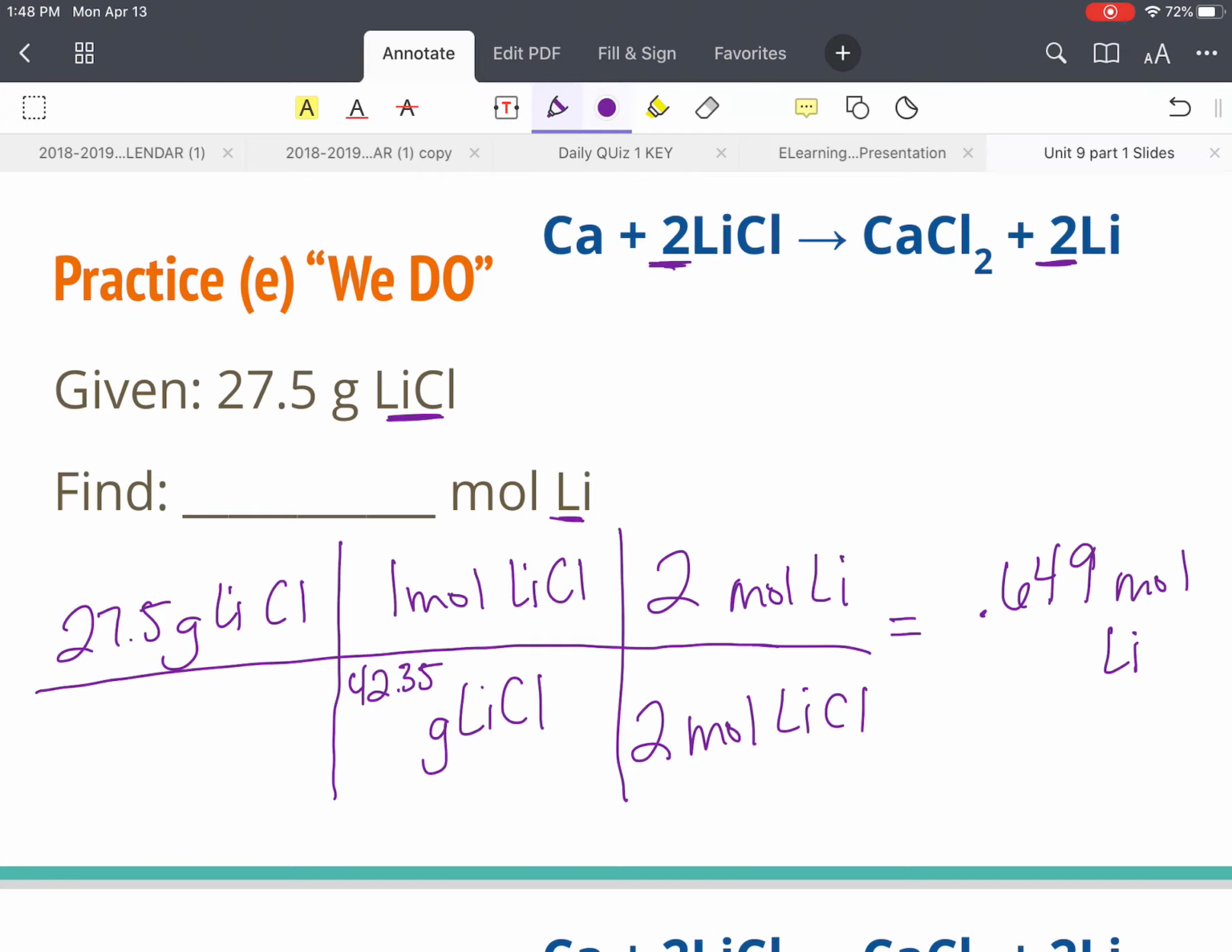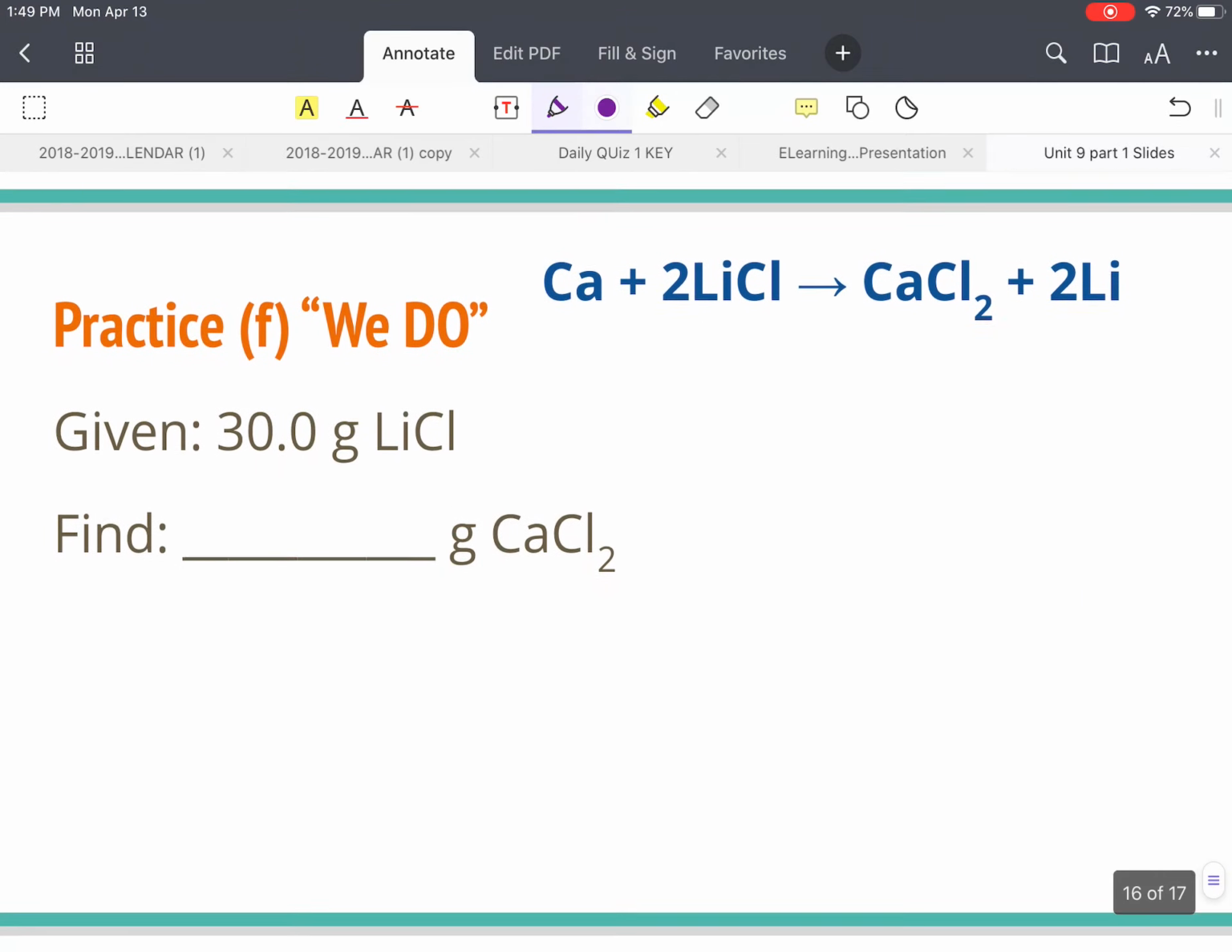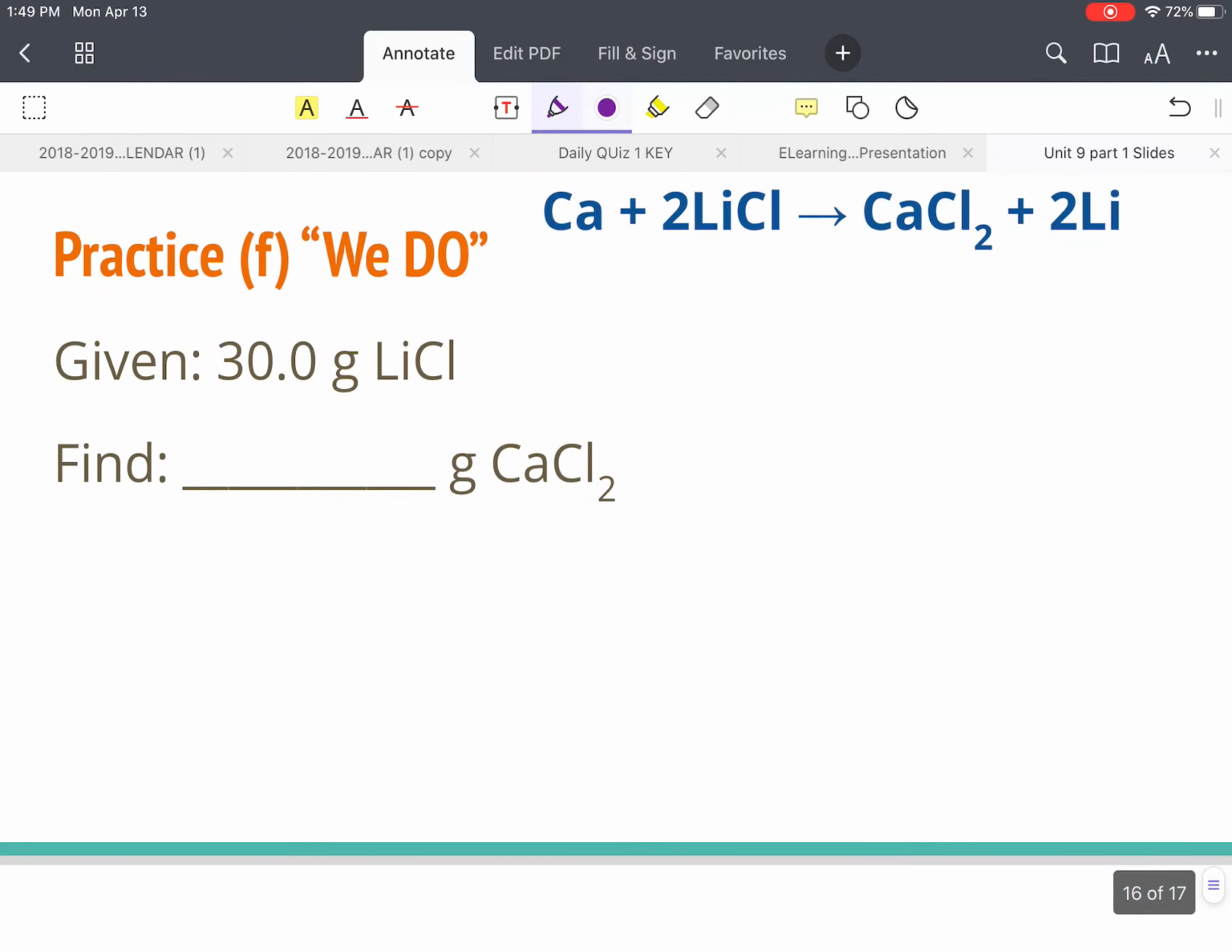Okay, and like I said, if you printed the foldable, you can actually fold it, where if you're starting with grams of your given and then you're trying to find moles of your unknown, you can just fold off the excess that you don't need, and it shows you exactly how to set up this whole thing right here. Okay, and like I said, if you watch the video for the homework, that'll help you too, because it'll show you how to use the foldable in the video.